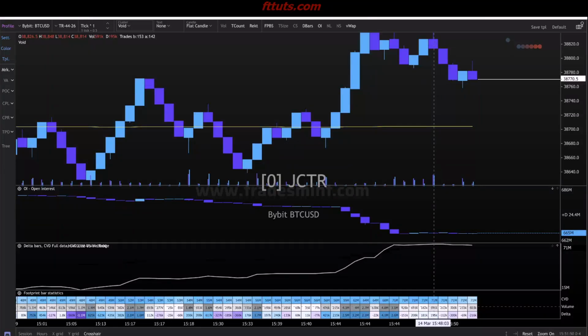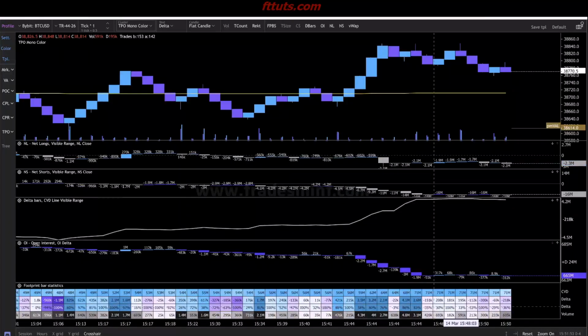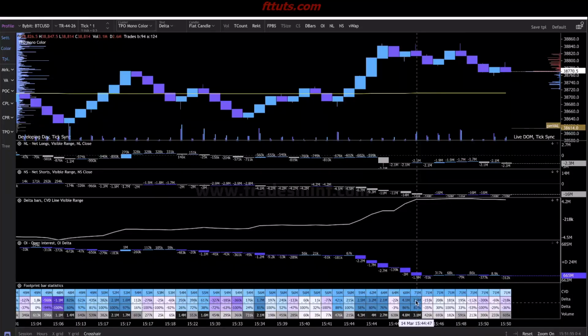And for my specific template here, I like to split the delta into two. I like to view delta as the actual number, as well as delta in a percentage, because looking at delta as a percentage can really help you know when certain players in the market are running out of steam and we can expect a reversal.